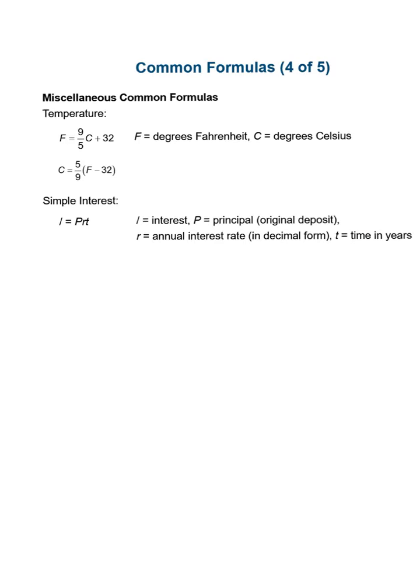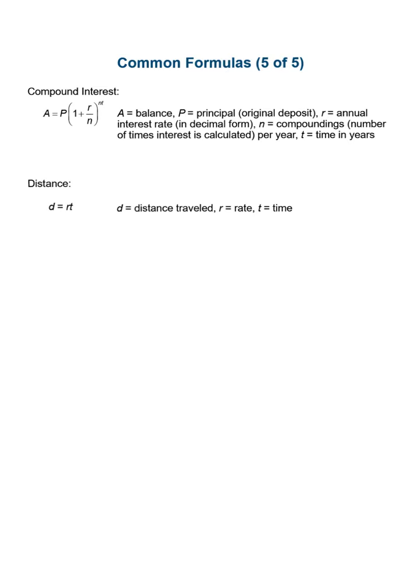Here are some miscellaneous common formulas: temperature between Fahrenheit and Celsius, which you've probably done in science class at this point, and then simple interest, which is very real life. And then compound interest. You'll learn this one anytime you buy a car or other big purchases like that. It breaks down what each of these things means. And then the distance formula is rate times time.